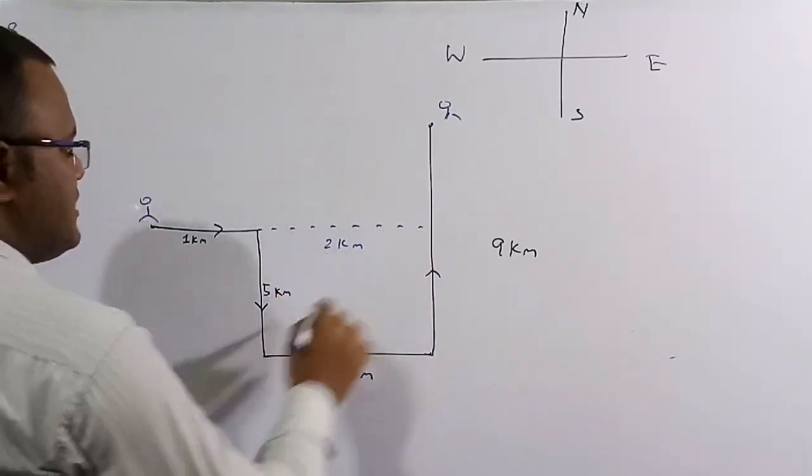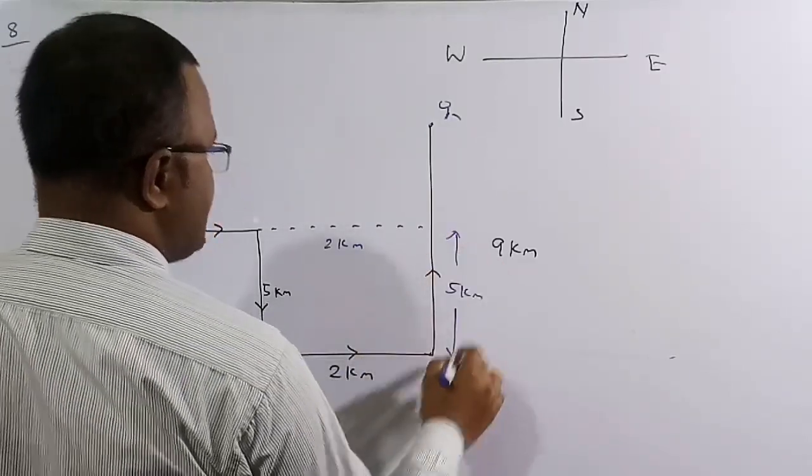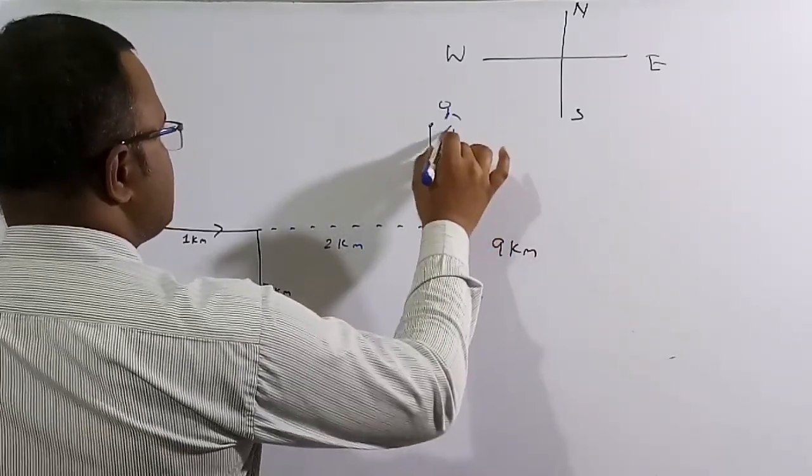And if this is 5 kilometer, this is also 5 kilometer. But we know the total length is 9 kilometer. So 9 minus 5 will become 4 kilometer. So this distance is 4 kilometer.